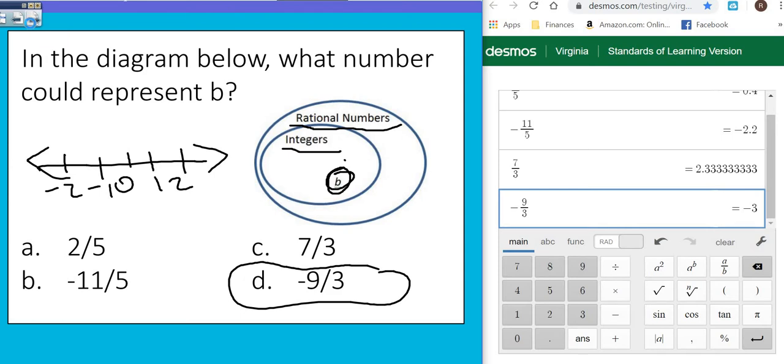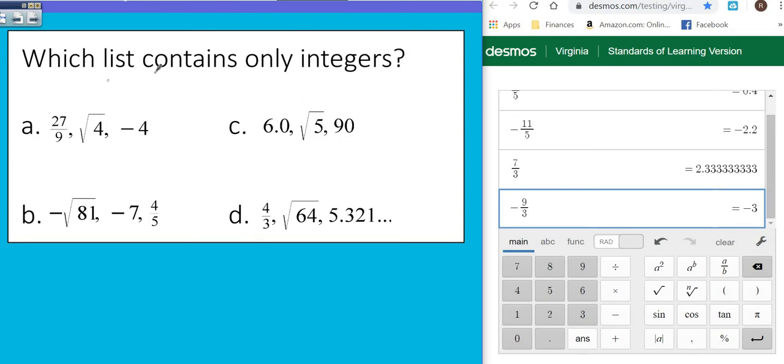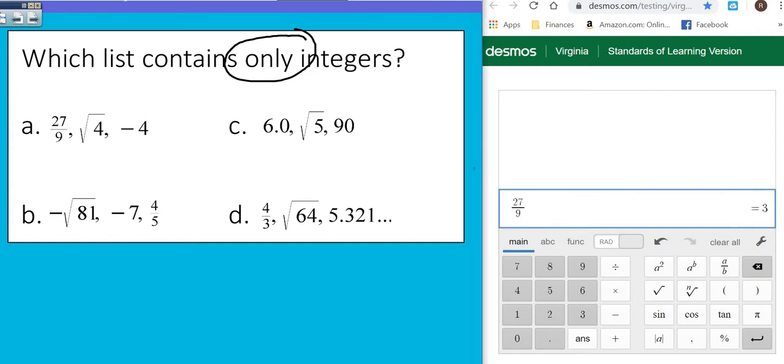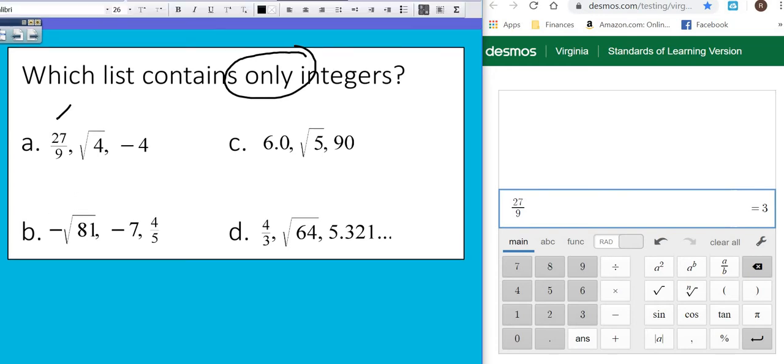So let's look at the next one. It says, which list contains only integers? You have to be real careful in that we're looking for only integers. Can't have anything else. So let's start with A. Okay, so we're going to start by putting 27 divided by 9. 3 is definitely an integer, so we're going to go ahead and put a check there. And then we're going to go on to our next line.